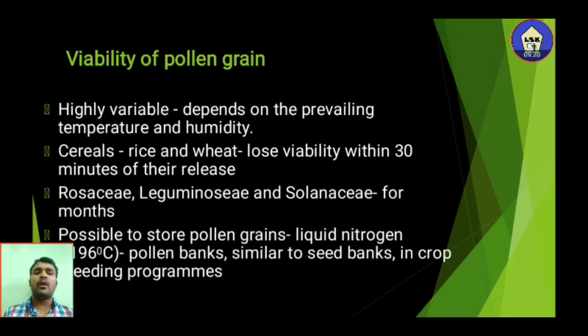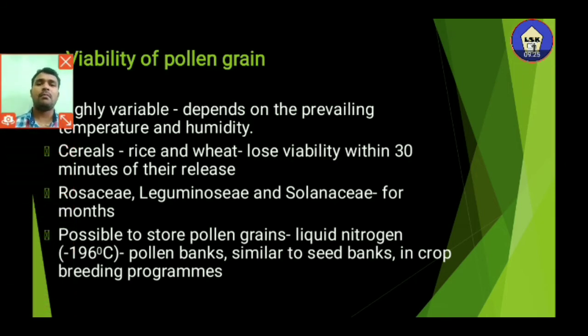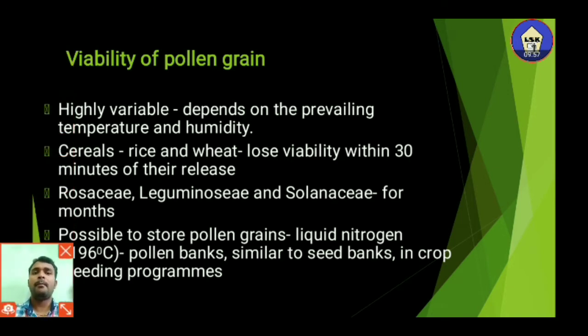It is also possible to store pollen grains in liquid nitrogen at minus 196 degrees Celsius, just like in pollen banks, just like the seed bank. In a seed bank, the seeds of good variety plants or crop plants are preserved. In the same way, it is possible to preserve the pollen grains of some plants at minus 196 degrees Celsius using liquid nitrogen. The technology is called cryopreservation. So this is regarding the viability of pollen grains.